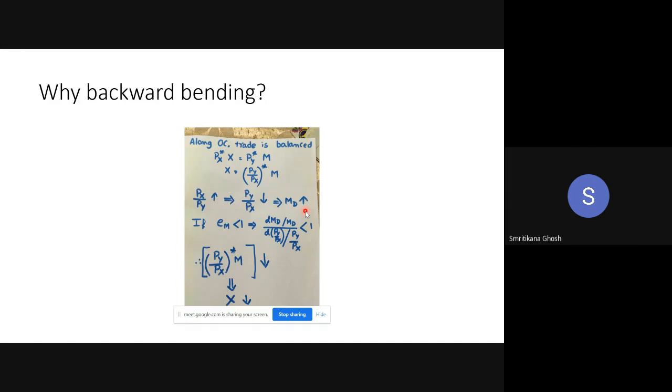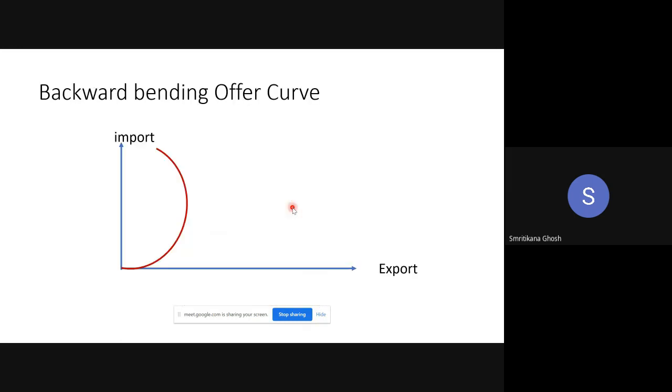Now look what happened. Why am I discussing this? Because I'm trying to explain the backward bending portion. In the backward bending portion, as I said, the terms of trade is rising but export is falling. So why is export falling? That is the exact question. To be precise, the question is why export is falling when terms of trade is rising. Terms of trade is rising means price of exportable is rising. Then why should I reduce export? Why should I reduce export when the price is rising?